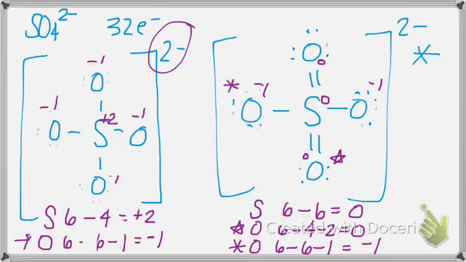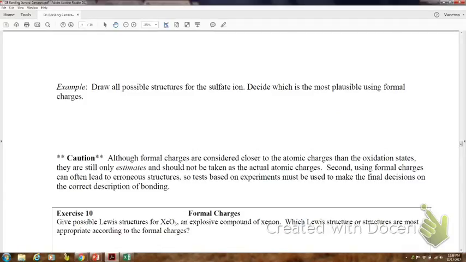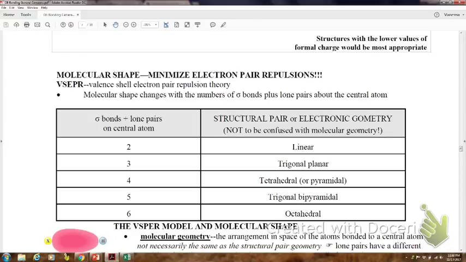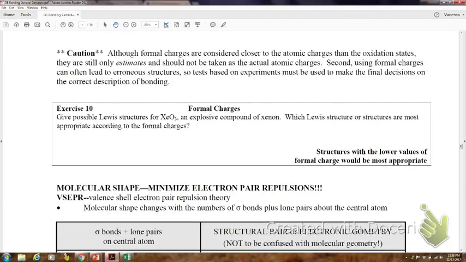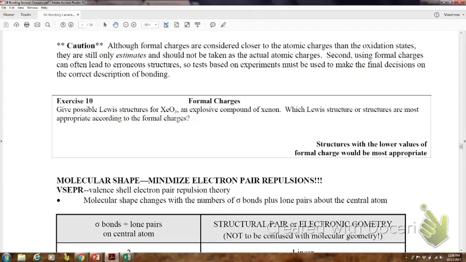Okay, so the next one for formal charge, I'm going to let y'all do on your own, because it would take us a long time. I'm going to challenge you with this one right here, exercise 10. I'm going to give you a hint though. You're going to do one with all single bonds, one with 2 singles and a double, and then one with 2 doubles and a single. And then I'm challenging you to tell me, based on formal charge, which one of those is the best structure.